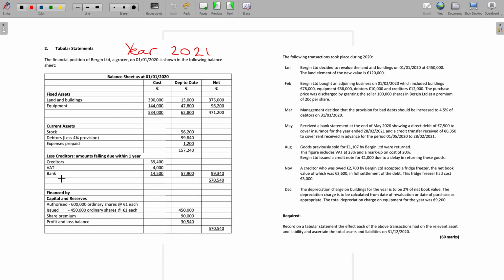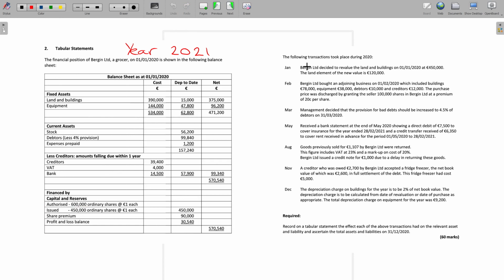Be careful of your authorized and issued ordinary shares. Authorized just means how many we can sell. So we can sell up to 600,000 worth of ordinary shares, whereas the actual amount we issued, or have used up, is 450,000. So just be careful of that when you're inputting that figure.